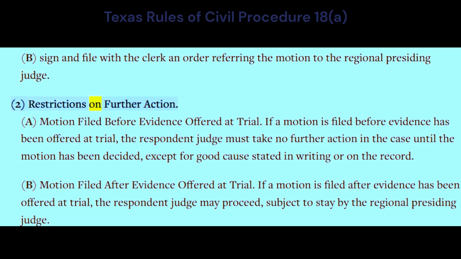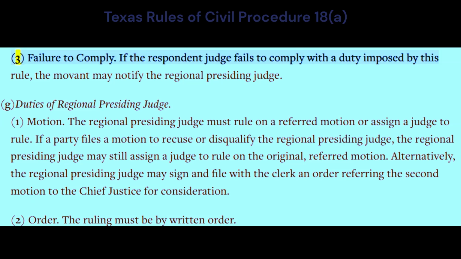2. Restrictions on further action. a. Motion filed before evidence offered at trial. If a motion is filed before evidence has been offered at trial, the respondent judge must take no further action in the case until the motion has been decided, except for good cause stated in writing or on the record. b. Motion filed after evidence offered at trial. If a motion is filed after evidence has been offered at trial, the respondent judge may proceed, subject to stay by the regional presiding judge. 3. Failure to comply. If the respondent judge fails to comply with a duty imposed by this rule, the movant may notify the regional presiding judge.